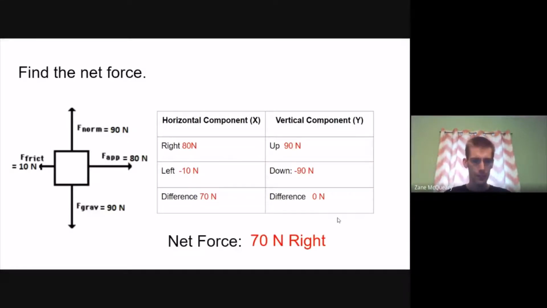Let's look at this component over here, the horizontal component first. To the right, we have 80 newtons. To the left, we have 10, and we put that negative on there because it's to the left. The difference is 70. Now, in the vertical component, we have 90 going up, 90 going down. That is a balanced force. Therefore, there is no difference. And the only net force is that 70 we found in the horizontal component to the right.